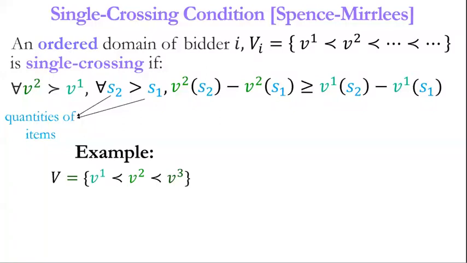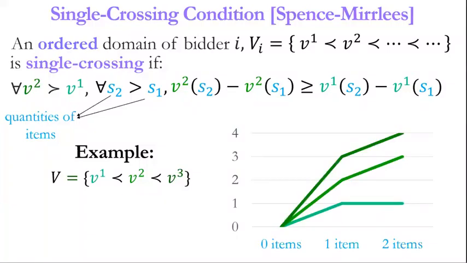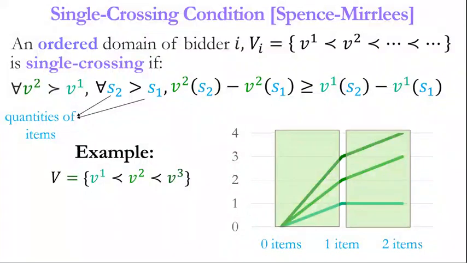For example, observe the following set of three valuations, v1, v2, and v3. And we use the following graph to describe them. Each line in the graph represents one valuation, and the x-axis represents a quantity of items, and the y-axis represents the value for this quantity. For example, valuation v1 has value 0 for 0 items, value 1 for 1 item, and value 1 also for 2 items. And in the graph, you can see that the domain is single crossing because the differences between 1 item and 0 items increase with the index of the valuation, and the same holds for the difference between 2 items and 1 item.